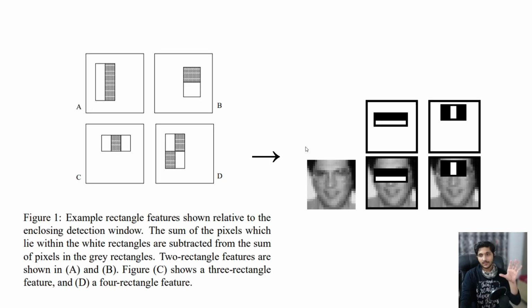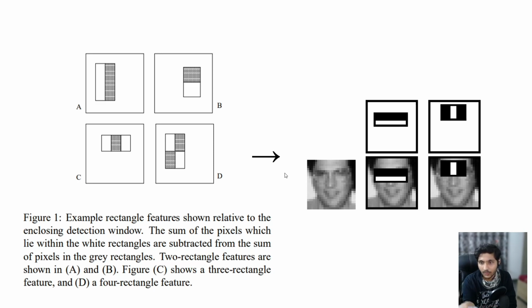Right, so if you see this image on the left, we have some examples of rectangular features. These are just examples from the trained model. These features were generated from the trained model, and the sum of the pixels which lie within the white rectangle is subtracted from the sum of the pixels in the gray rectangles. Now if you set a threshold and find some value from there, the machine learning model will try to understand from the difference between those rectangles if there is a positive case or not.